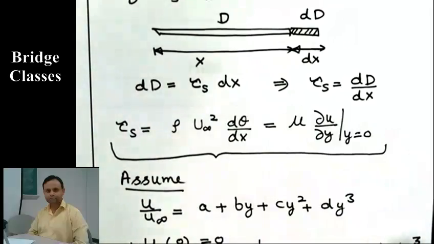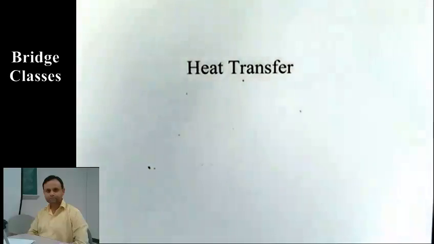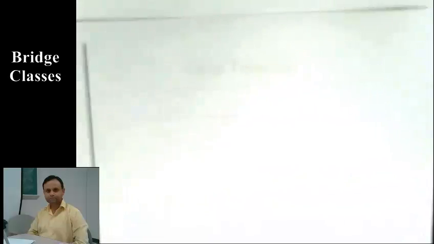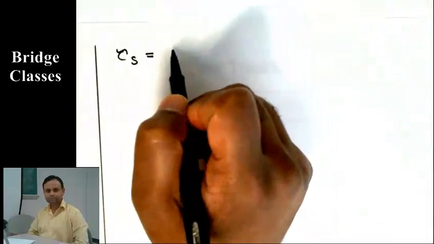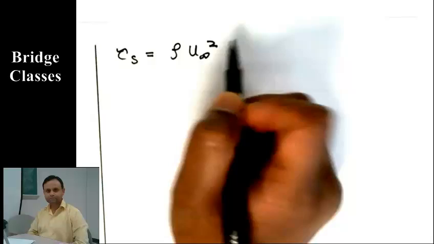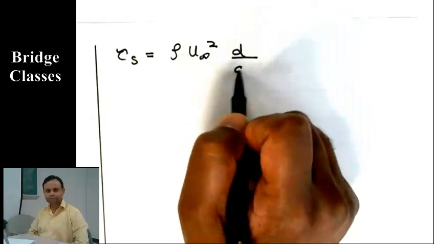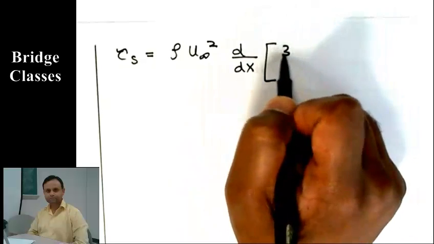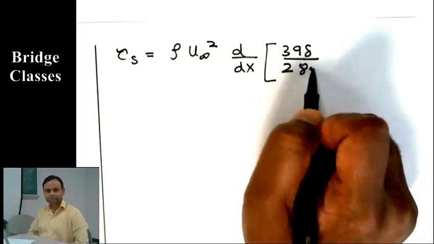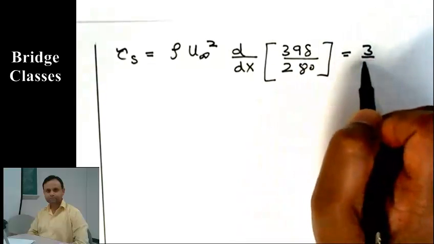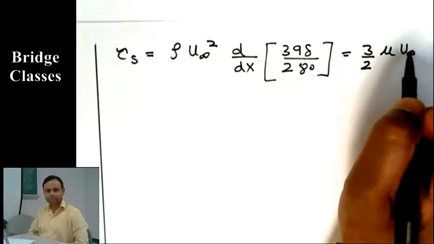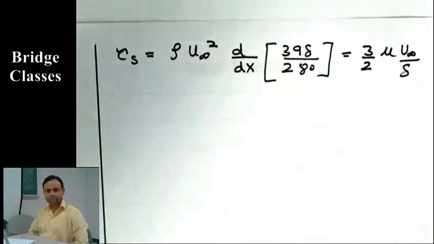Let me just write that finally. So what you get is tau s equals rho u infinity square d dx of 39 delta over 280, and this equals, based on mu du dy at y equals 0, 3 half mu u infinity over delta. Okay, you get this.